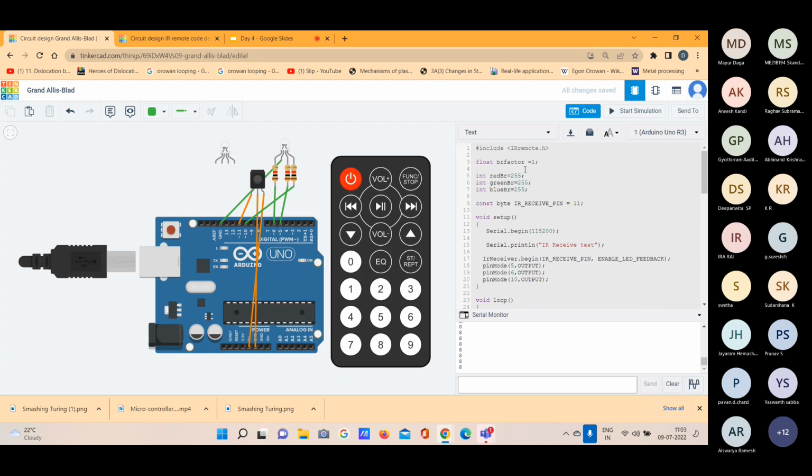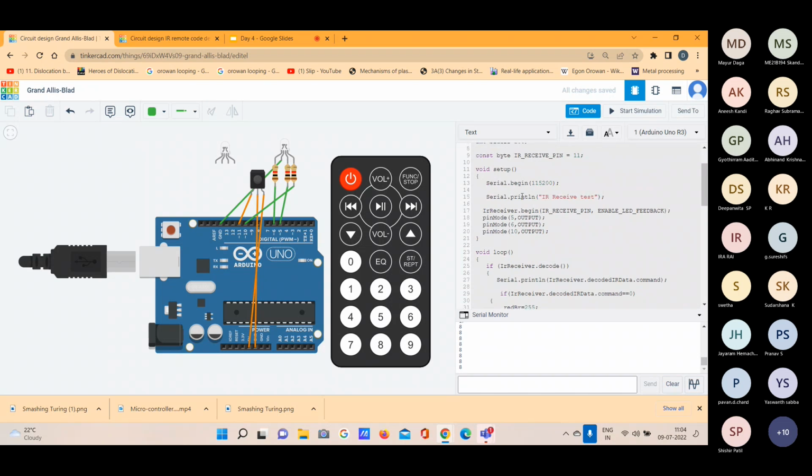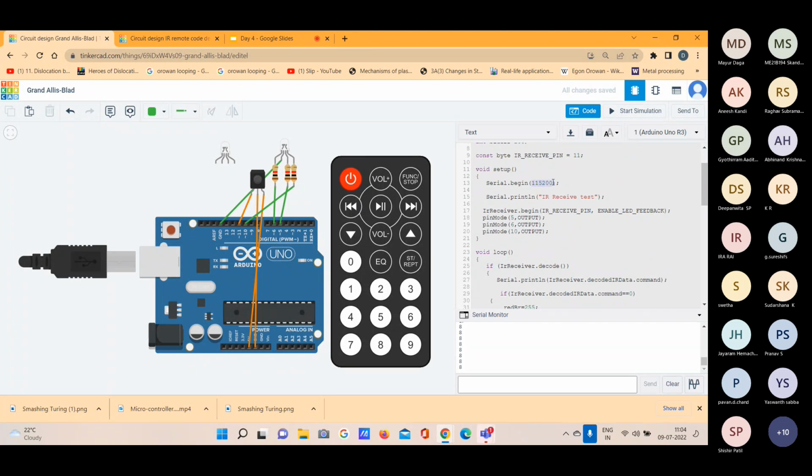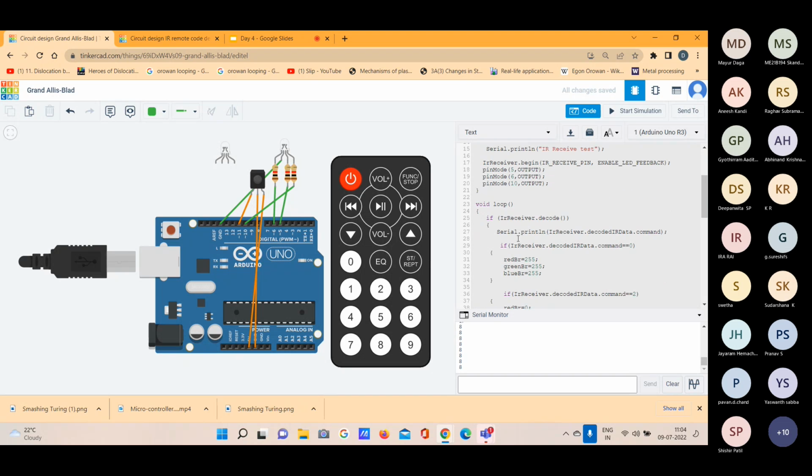So I have defined these three variables: BR stands for brightness of red, which I have initialized with 255, this stands for brightness of green, and this for brightness of blue. This is the baud rate. You can set it to 9600 as well, no problem.